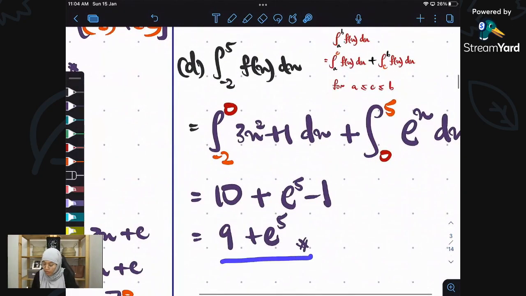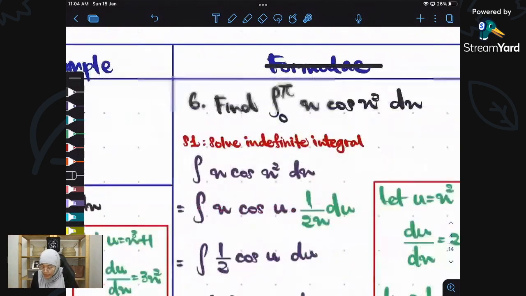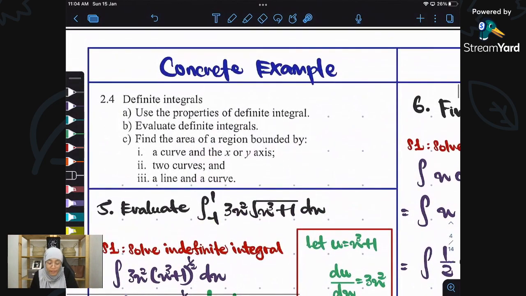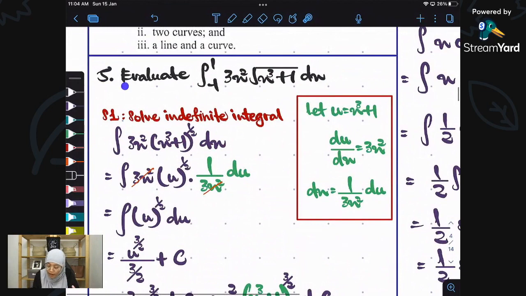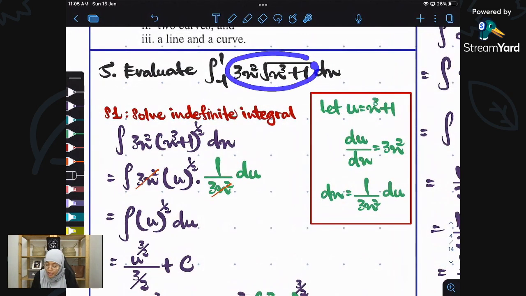Okay, so these are very simple examples for you all to see. How about question number 5? Question number 5 is to evaluate the integral of -1 until 1, 3x squared square root of x cubed plus 1 dx. So you will see this is a bit, wow, a bit challenging because we need to solve this by the substitution method.